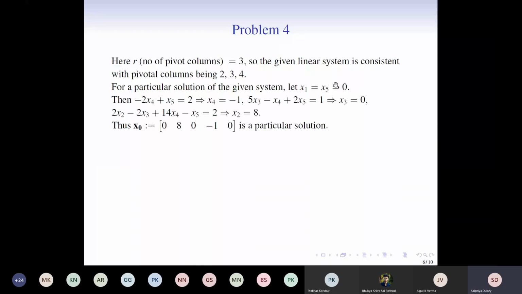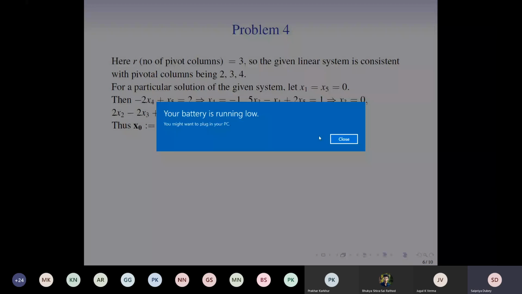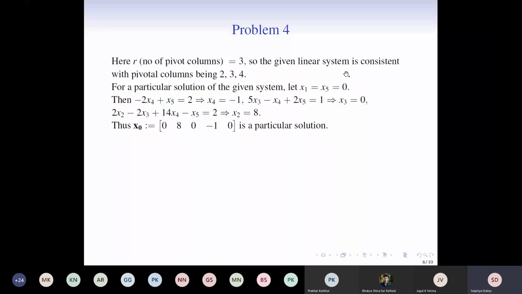Once I fix x1 and x5, the other three variables are dependent on these two. So I don't have the freedom to choose those three variables. How will I get x2, x3 and x4? I'll get the values of those variables by solving this equation, which I get from the row echelon form.